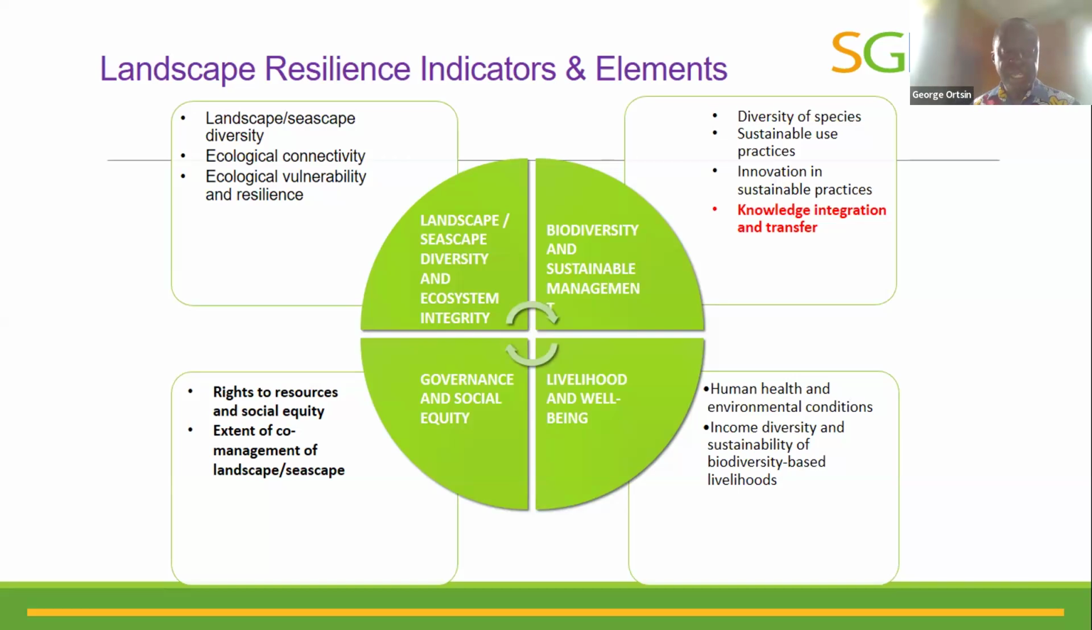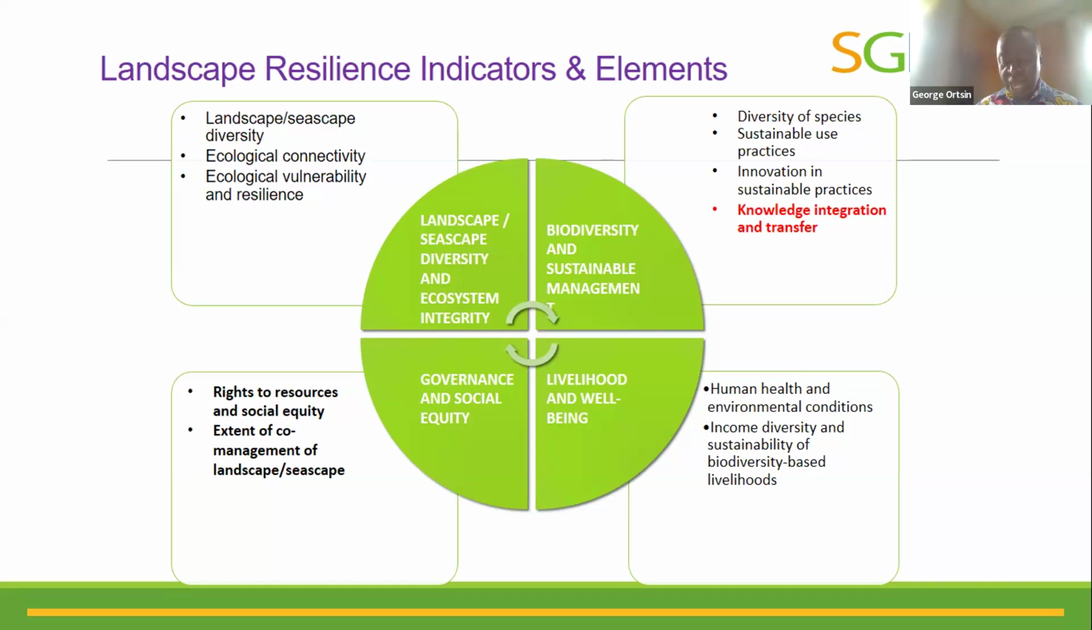Then the last resilience area is governance and the social equity system. How do people access resources? What rights do they have? Is there social equity, or is there a lot of inequity? And how are the resources being managed? Is it joint management, or only by the state or by the traditional authorities?